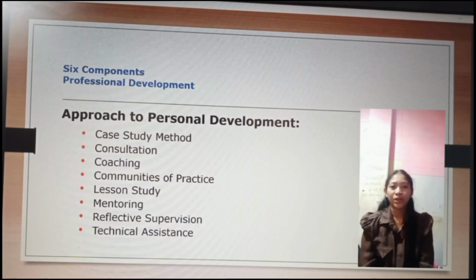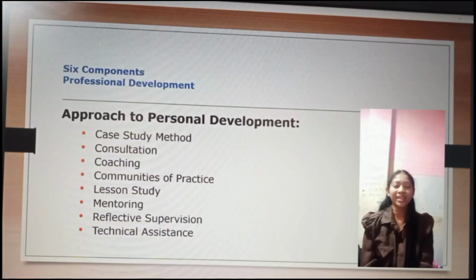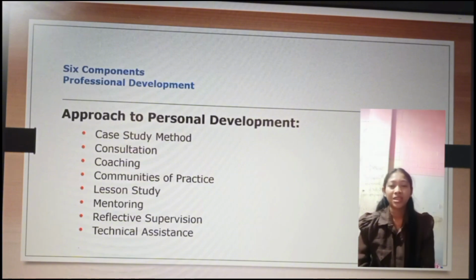Next, mentoring, receiving guidance and support from a more experienced person who can provide advice, feedback, and encouragement. Example, a young professional being mentored by a senior executive who provides career advice and helps them navigate the challenges of their job.